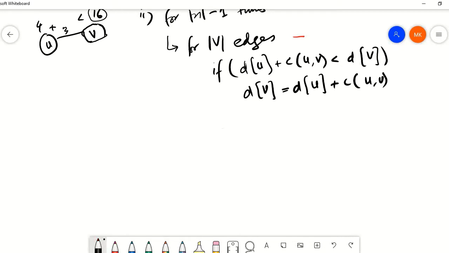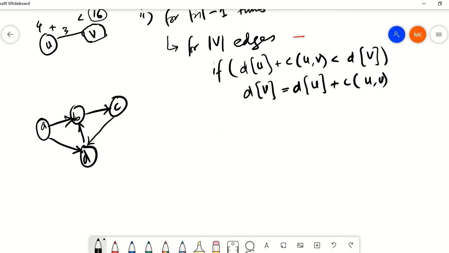So let's consider if we have a graph A, B, C, D, and these are the edges that we have got, and the weights are 3, 7, 1, 8, and 2. And since we are assuming a case of a graph with negative weights, let's say these two weights are negative. So this is the graph that we are going to use for our particular case. And we'll be finding the shortest path from the source node A to all the other nodes.